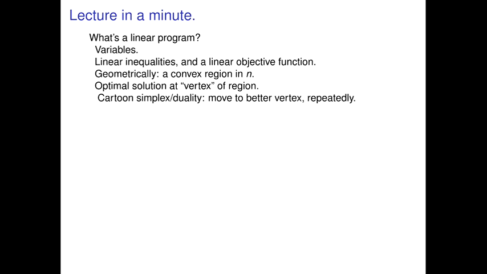It's variables, linear inequalities on those variables, a linear objective function, and then geometrically what this corresponds to is a convex region. I'll go over that again. The optimal solution is at something called a vertex of that convex region. It's the pointy part of a convex region.